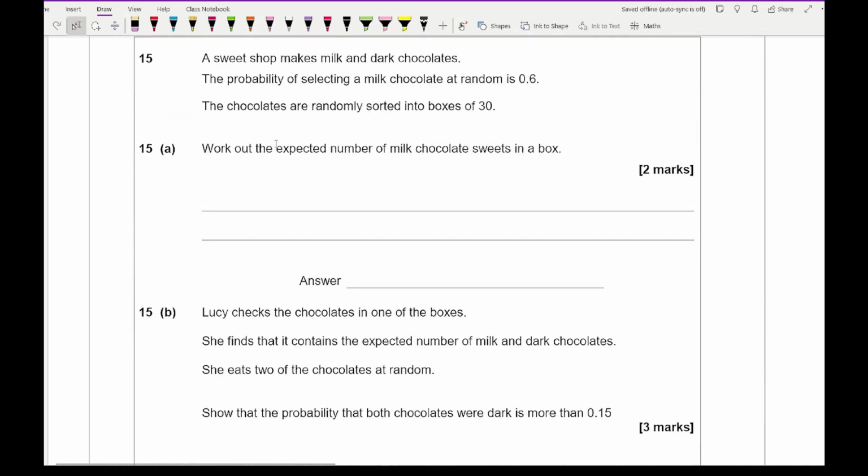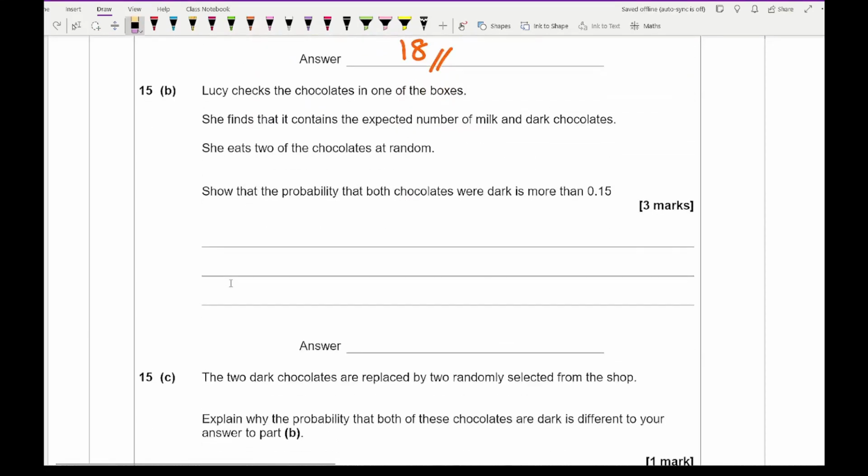Then moving on to our last question, it says that a sweet shop makes milk and dark chocolates. The probability of selecting a milk chocolate at random is 0.6. The chocolates are randomly sorted into boxes of 30. Work out the expected number of milk chocolate sweets in a box. So for this, all I need to do is multiply 0.6 by 30, in which I get the answer of 18.